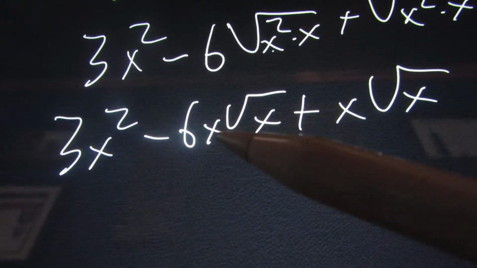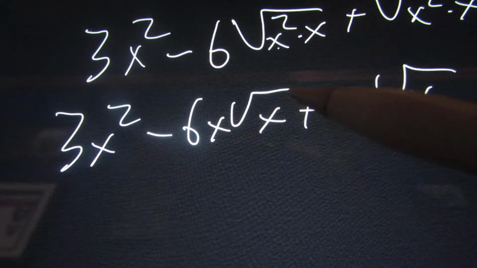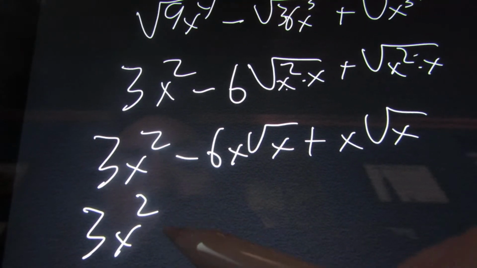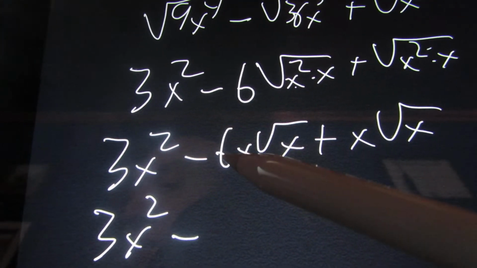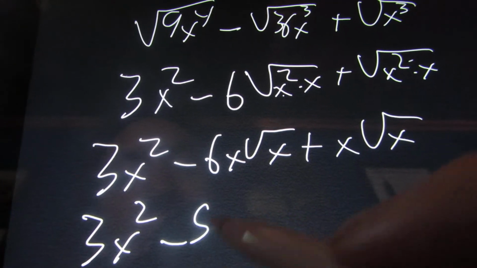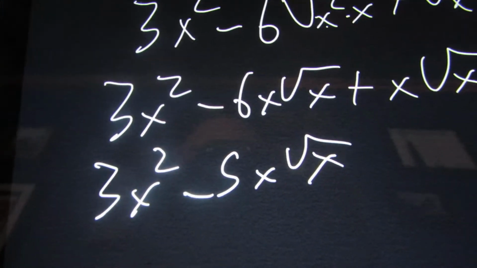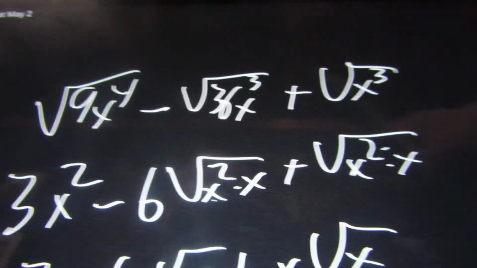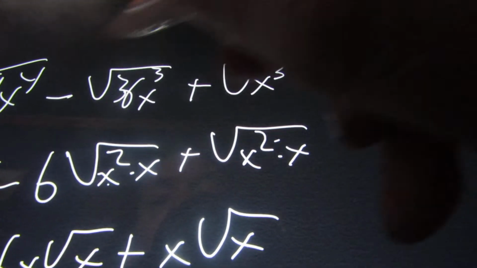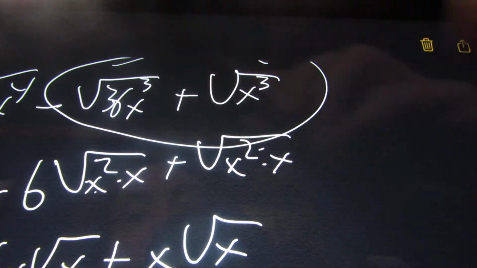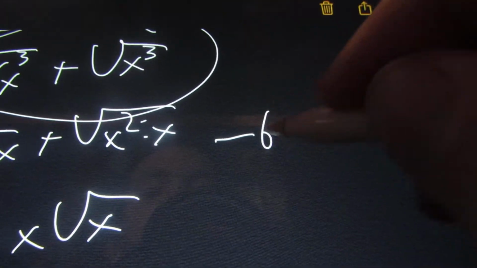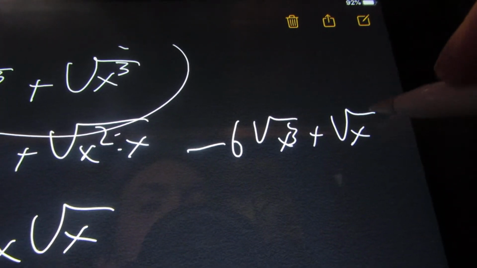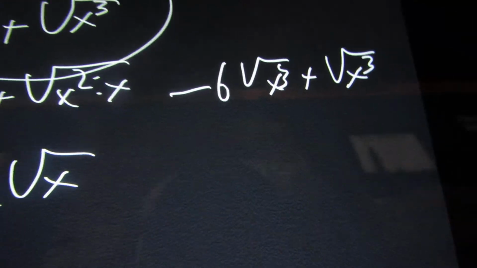So now that I have like terms on the outside of like radicals, I can combine that and get 3x squared minus, we have minus 6 plus 1, so minus 5x square root of x. Now on this one, I could have also just said, I'm just going to look at this part of it here. I'm going to take the negative 6 square root of x to the 3 plus square root of x to the 3, because we already have the like radicals.